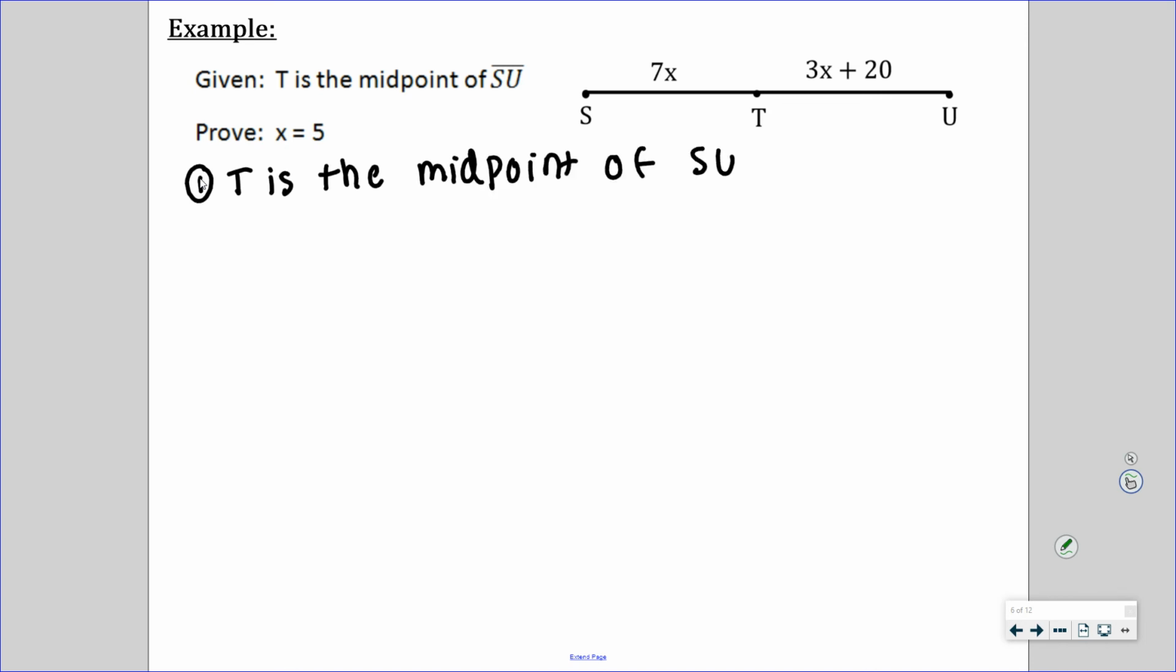Of line segment SU. And that is given to us. Okay. What do we know about midpoints? If T is the midpoint, now think of relating this to the segment. What is true about segment ST and segment TU? Gwen. They are congruent. So I'm going to mark it up here, and I'm going to state that. I know line segment ST is congruent to line segment TU, and your justification can be definition of a midpoint.